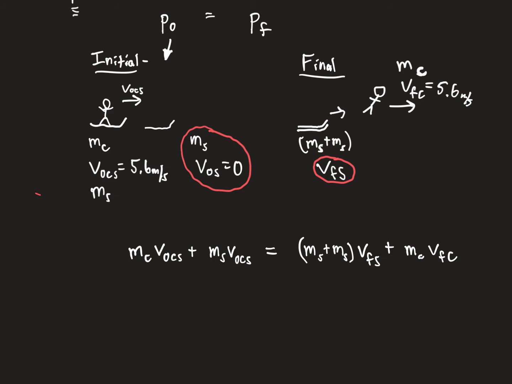This is what we have. What do I need to solve for? V final of the sled. So I need to get V final of the sled all by itself. What's the first step to do that? Let's subtract this from both sides: mass child times V final child. Subtract that from both sides. Minus mass child times V final child.